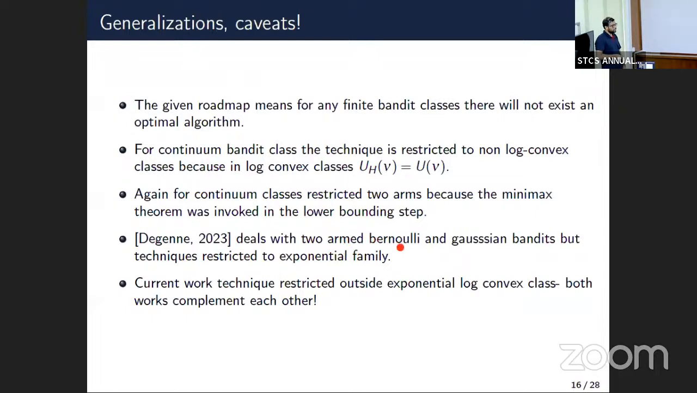Degenne showed the impossibility of a fixed budget optimal algorithm for 2-arm Bernoulli and for Gaussian bandits with a sufficient number of arms. But his techniques are restricted to the exponential family. The current work's technique is necessarily outside the exponential family because the exponential family is log convex. So in that sense, both works complement each other.